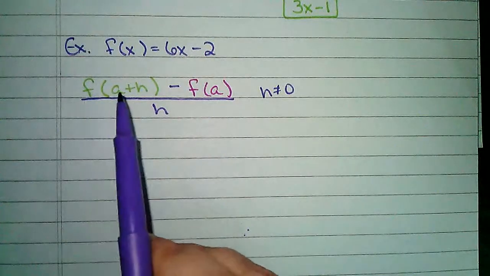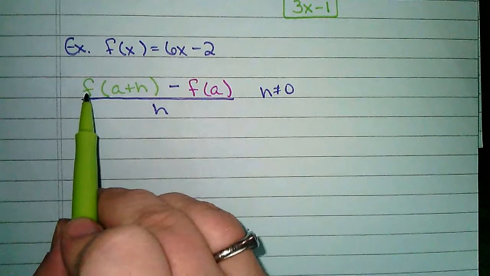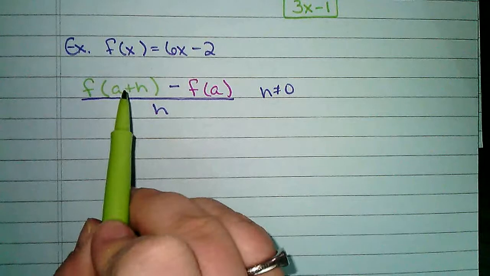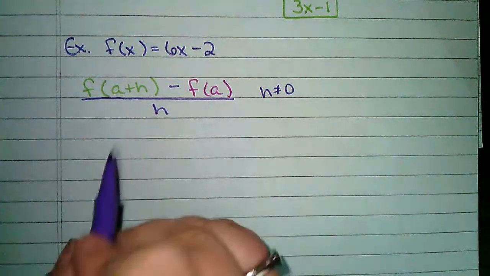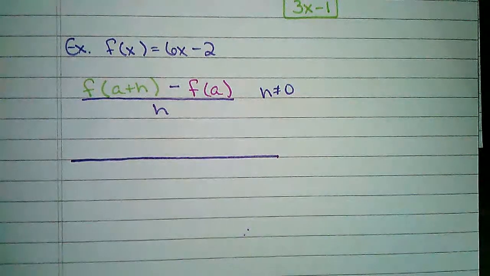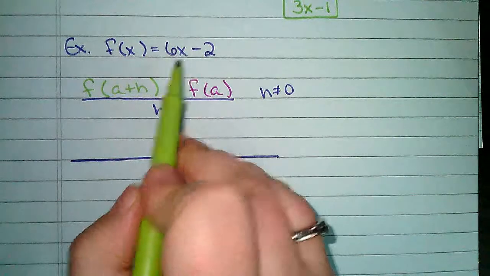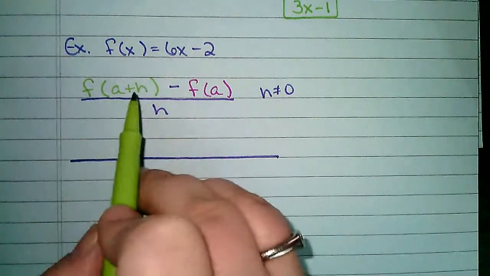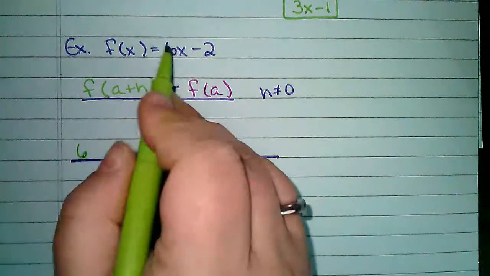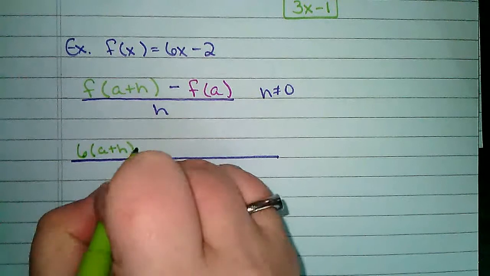So this one, f of a plus h, what that part means is find function f and replace all the x's with a plus h. So let me draw a really long fraction bar. That's what we need to have. And I want my function f, which is good because that's the only one I have. And in this green color, I'm going to replace the x's with a plus h. So I have 6, but I'm not going to write x. I'm going to write a plus h minus 2.